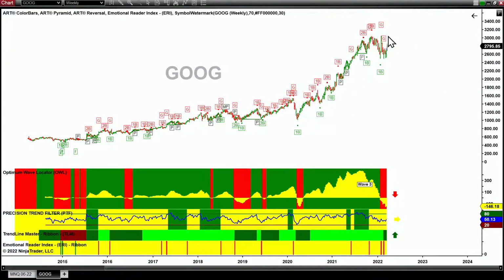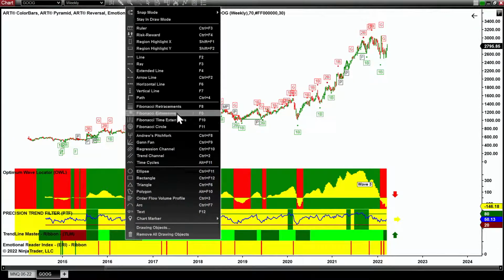So no question about this being a wave 3. Look at the huge amount of momentum on the owl for that. Now, this is interesting. We now have a negative owl here. Let's see what we're cooking on here.